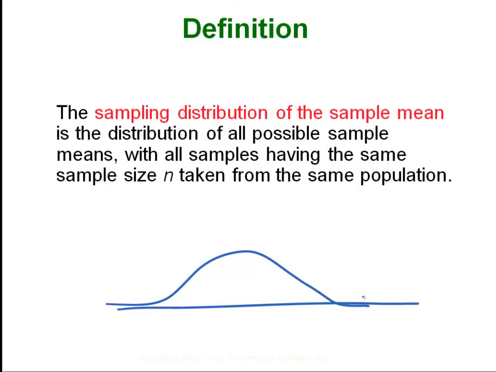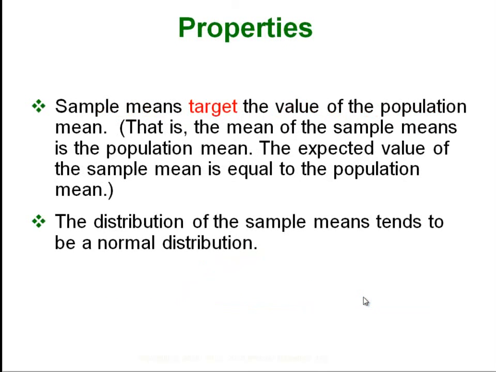We could have a population that is uniform distribution or skewed or irregular or whatever it happens to be, but when you sample over and over and over again and calculate a mean each time and now have a collection of means, right, that collection will always have a normal distribution. And as I mentioned, the sample mean will target the value of the population mean.